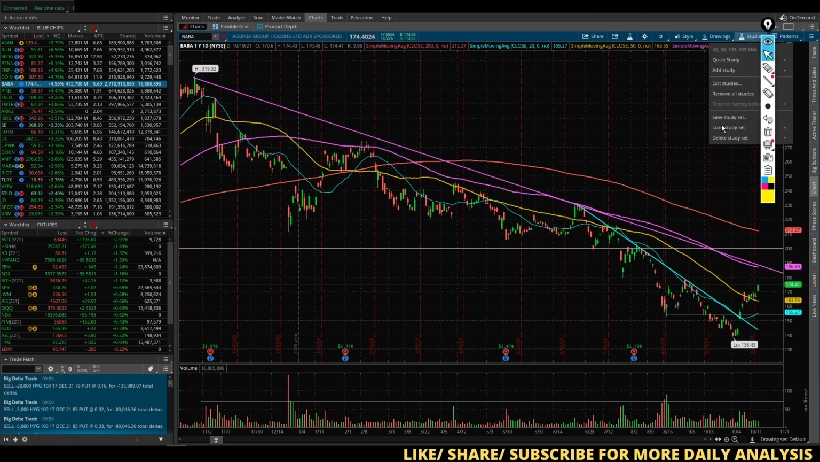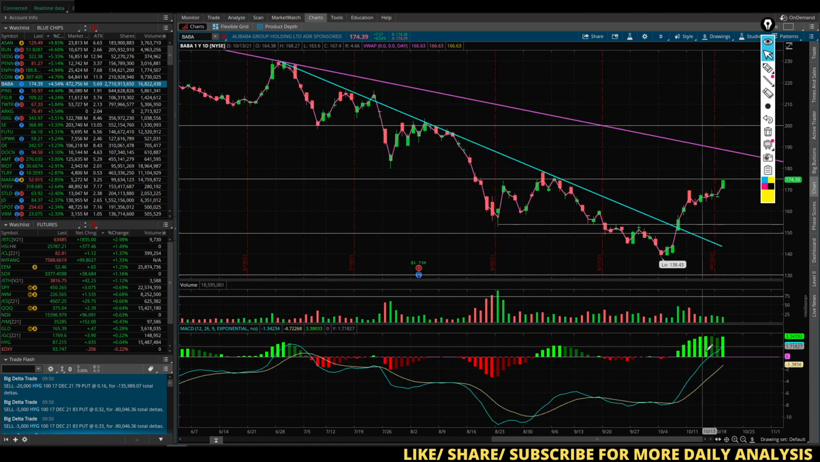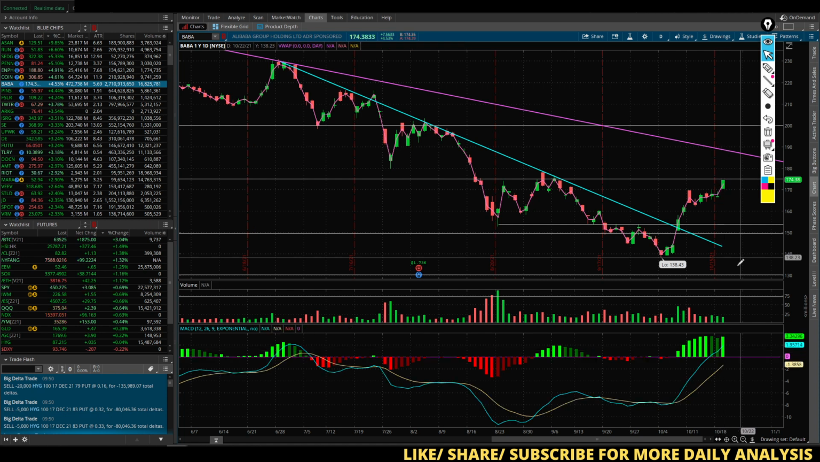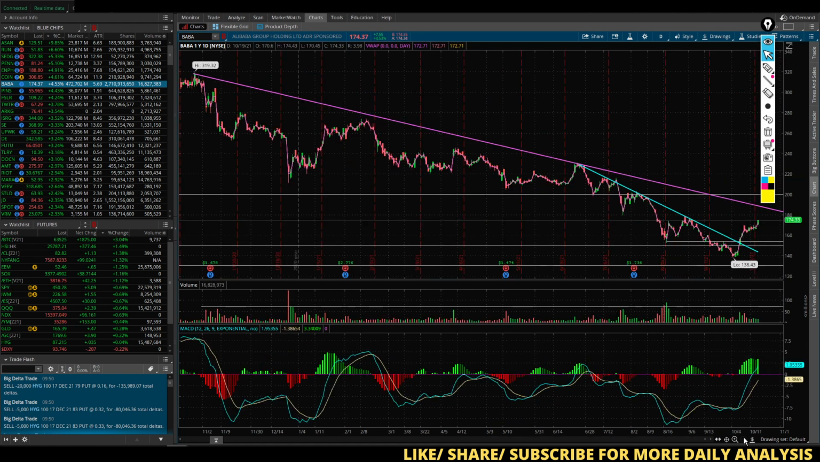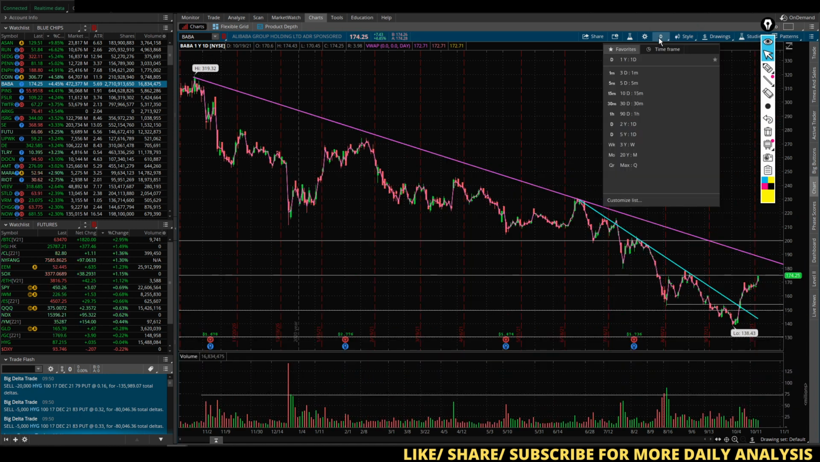What about the MACD for Alibaba at the moment? So if we take a look at the MACD, it is still strong. Momentum still to the upside. It looks like the MACD line got above the zero line here, which looks good. And also another thing to look at, let's take a look at the different time frames.